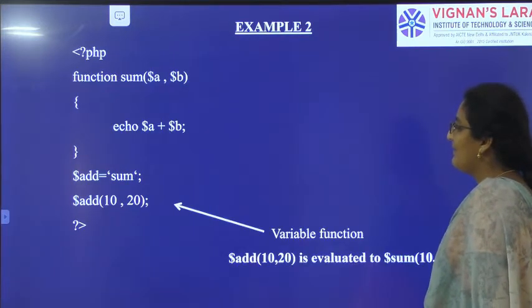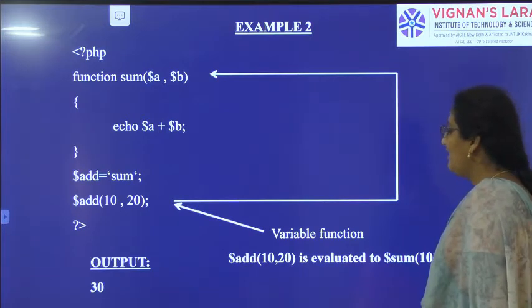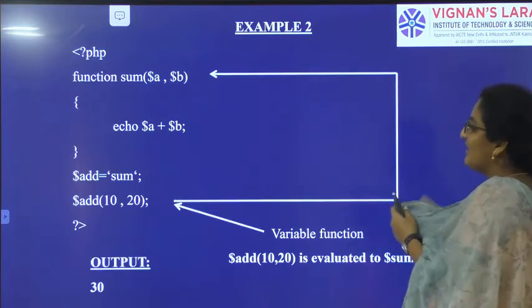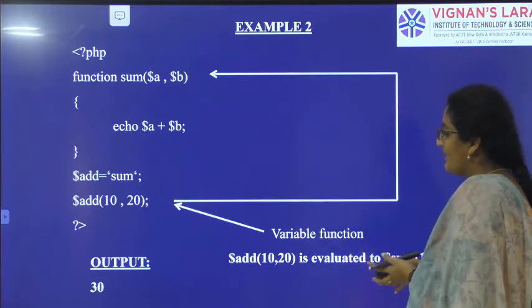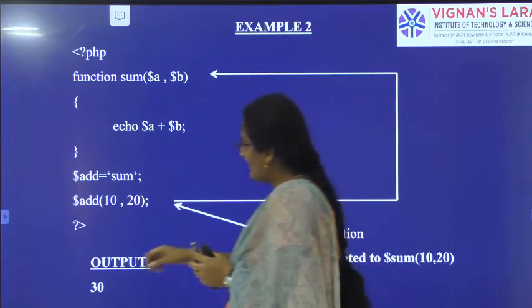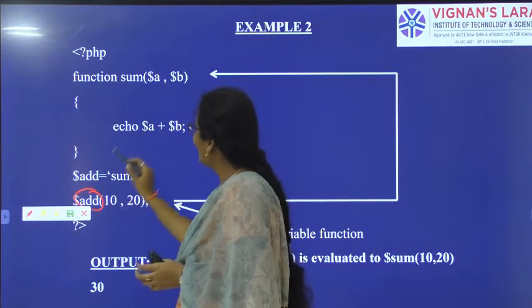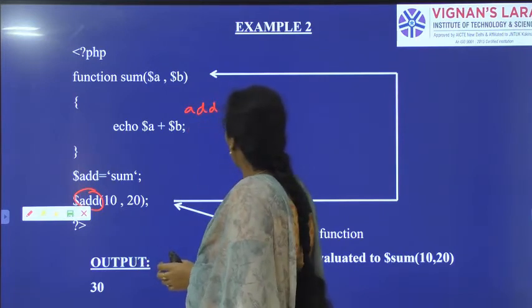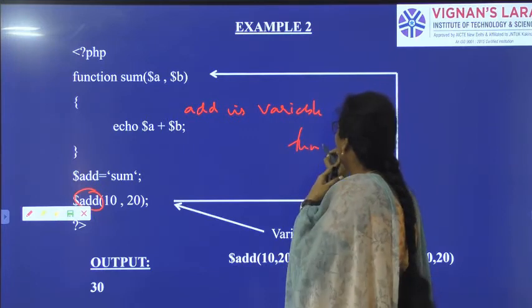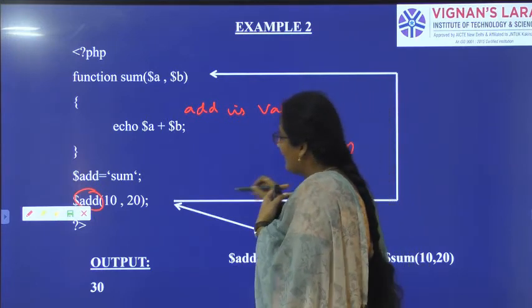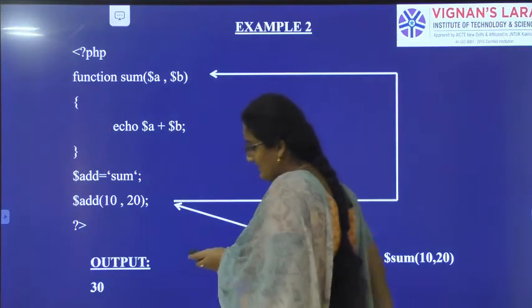In the next example, the sum function is defined and the variable function also we have. So add is the variable function in this example. So we got the output as 30. So in this particular example, add is the variable function, but the sum function is also defined. So we got the output as 30.